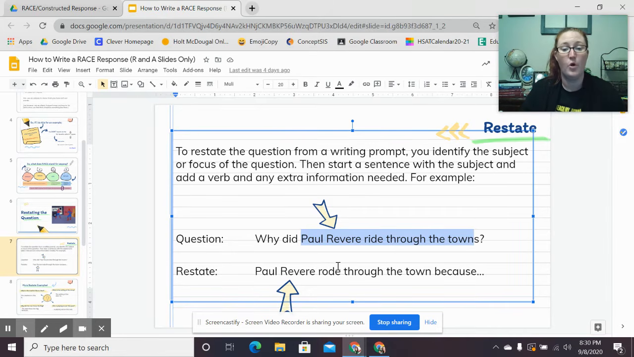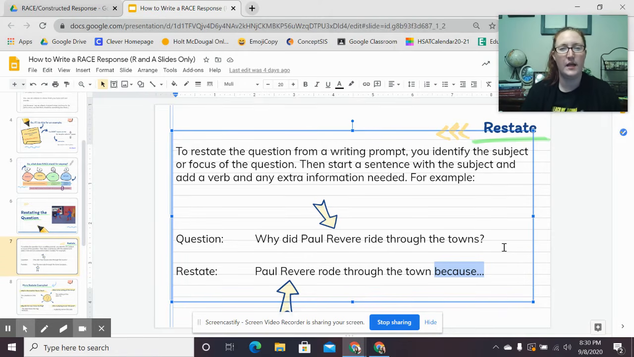Paul Revere rode through the town. And then I add this guy on. I add on a transition word. So transition words can be a bunch of different words. You can say because, until, is, when.